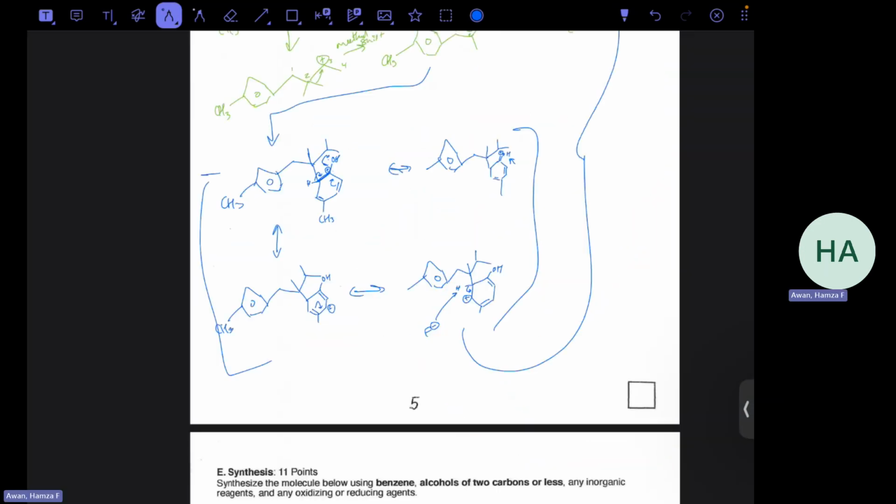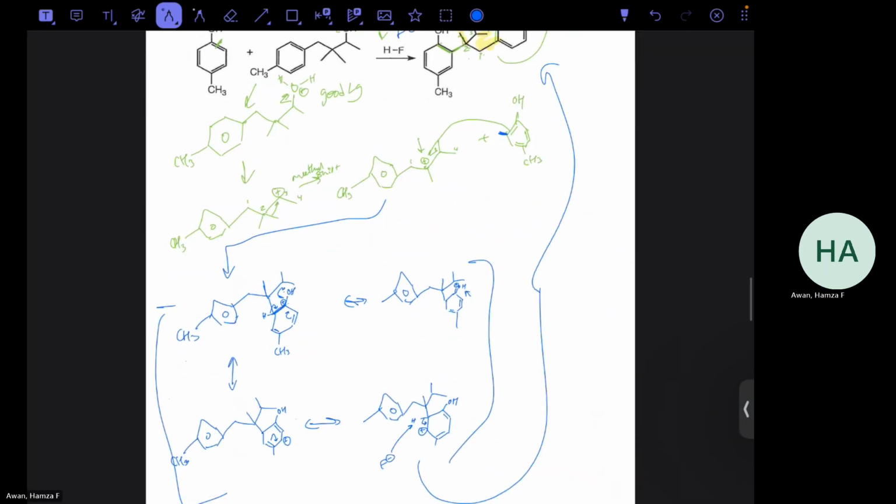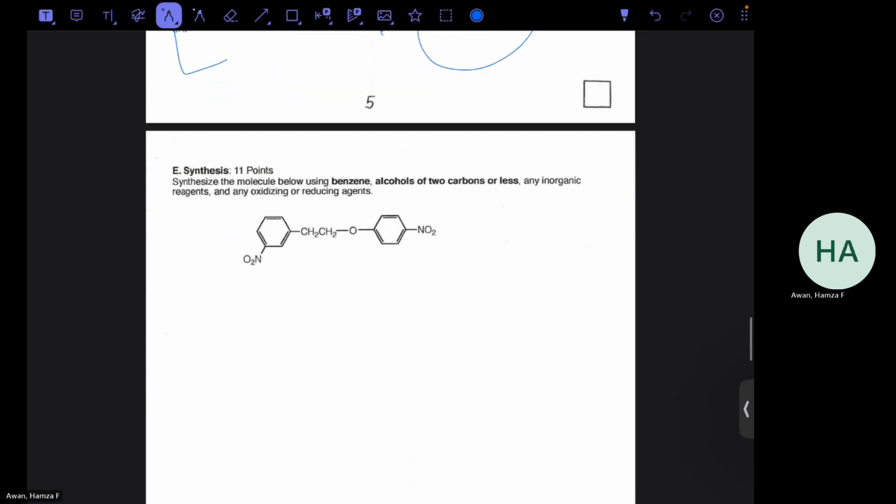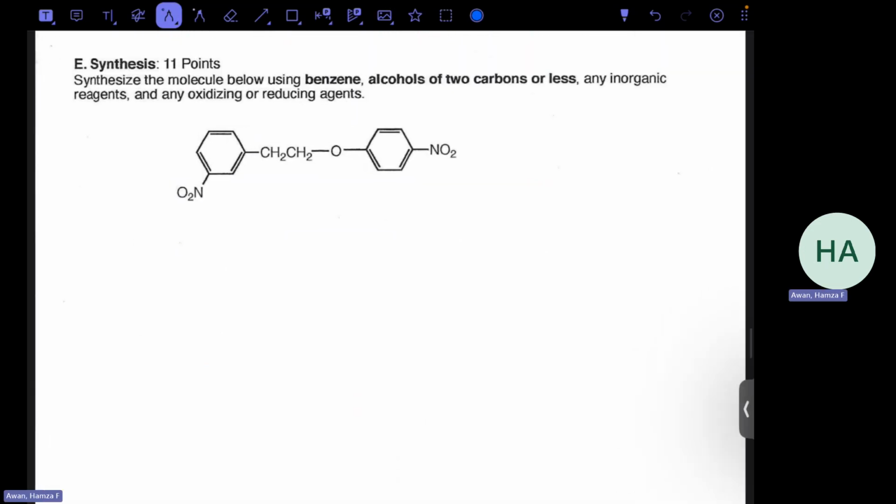Any other questions? All right. So on to synthesis. The synthesis, I feel, is pretty interesting. In this one, we have two benzene rings connected to an ether.